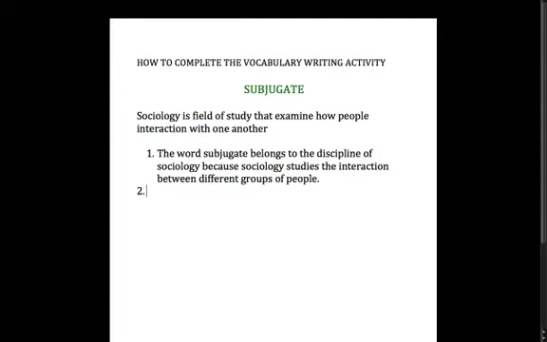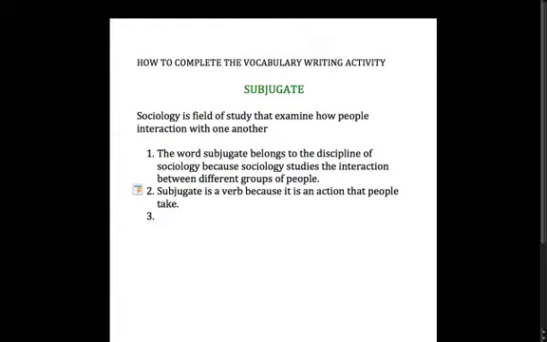So the word subjugate is a verb, and I'm going to tell again why that is a verb. It is an action that people take. Okay, so now I'm done with the second one. Let's read this one out loud again and make sure it sounds correct. Subjugate is a verb because it is an action that people take.